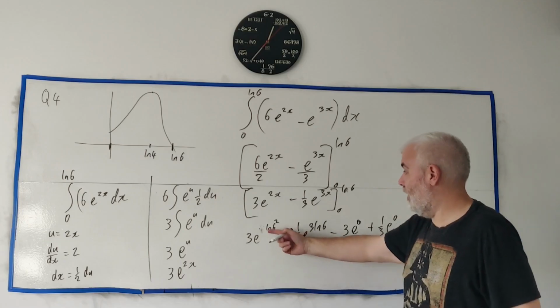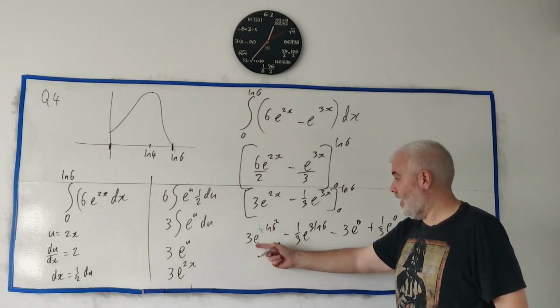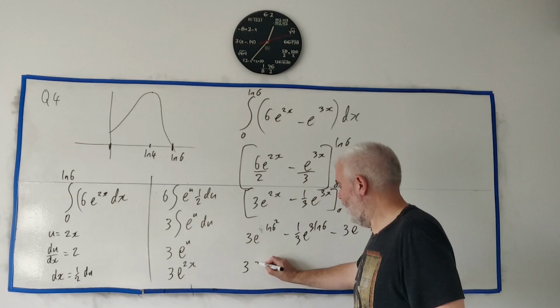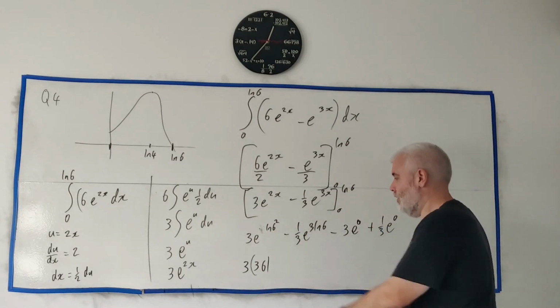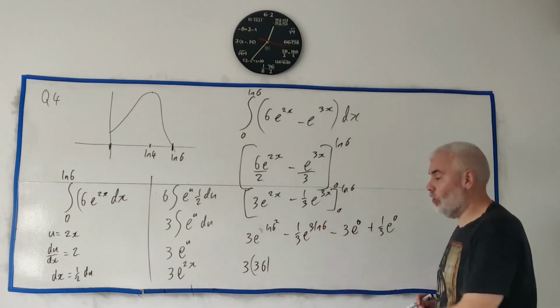So it's actually just natural log 36. E and the natural log destroy, so we're just 3 times 36. Do you see where I'm getting the 36 there? That's 6 squared. Same here, it's 6 to the power of 3.